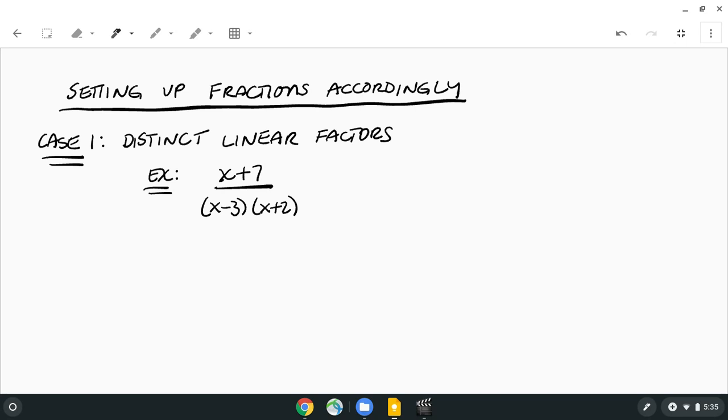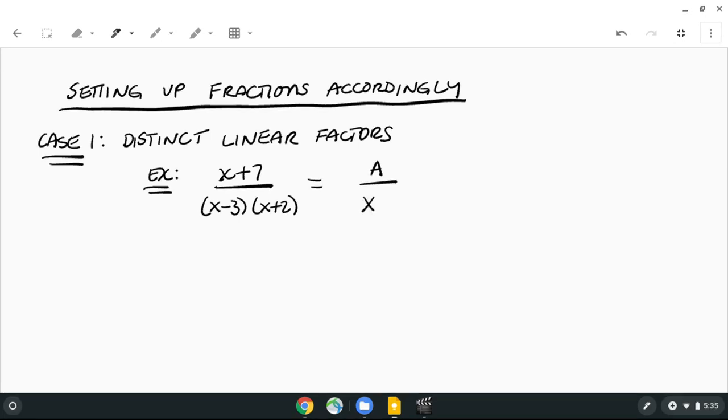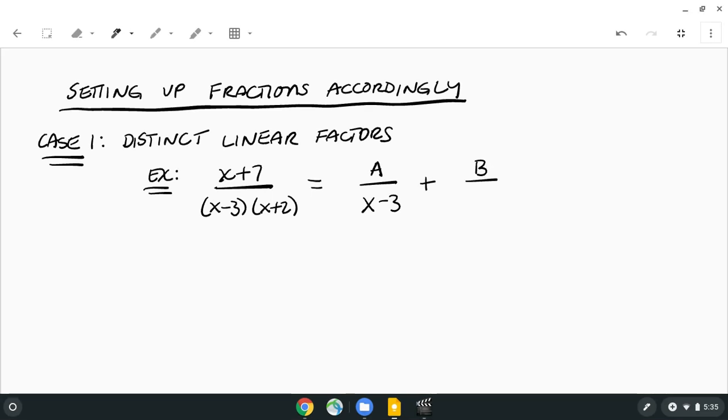So these factors are linear and they're not repeating. So when you have this case, your setup is going to be one fraction for the x minus 3 and another fraction for the x plus 2. And it doesn't really matter what you call the letter in the numerator. If you want to use M and P, that's fine. Just keep track of what letter is above the x minus 3 and what letter is above the x plus 2. So that's how you would set it up. That's case 1.